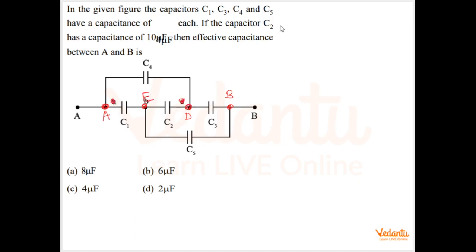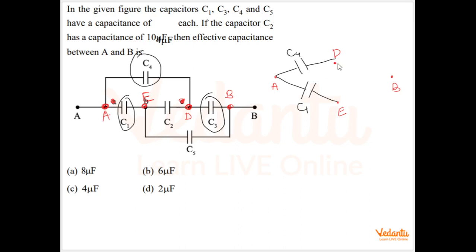Now beta, if you redraw the circuit by keeping A and B here, A on one side, B on the other side, and put D and E on a vertical line, you will realize that this is nothing but a Wheatstone bridge. Beta, between A and E we have a capacitor C1, so I will write down capacitor C1 here. Between A and D we have capacitor C4, so I will make capacitor C4 here.